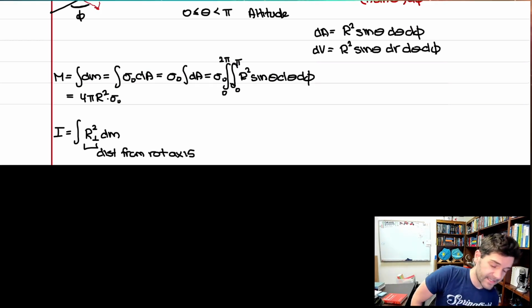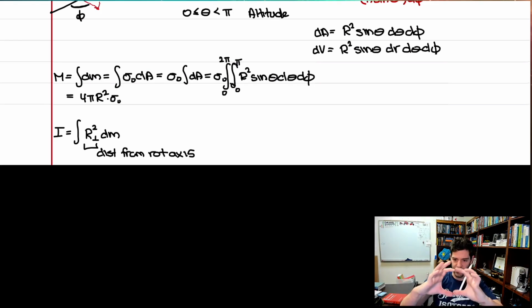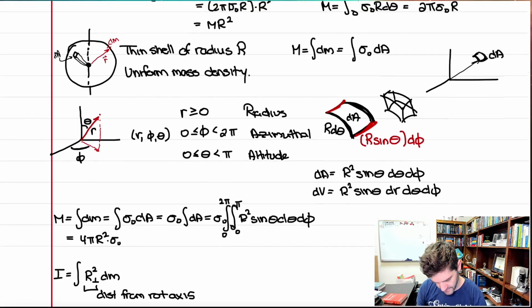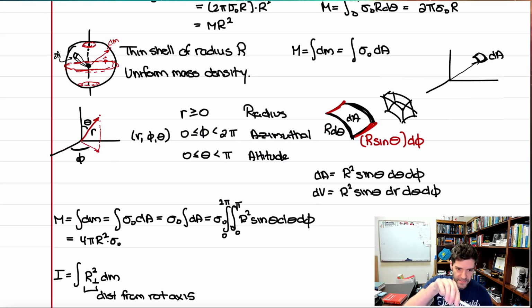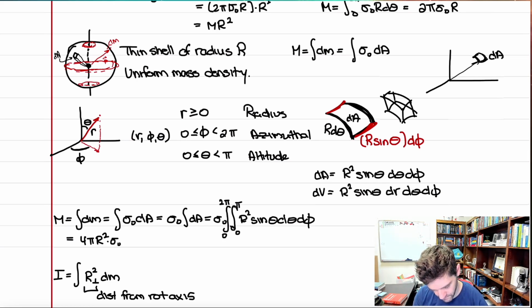which is different. It's not like the ring where they were all the same distance from the rotation axis, but for a shell, it is different. For example, up here on top, there's a ring where they're all pretty close to the rotation axis, compared to here where there's a lot of distance between the rotation axis and all the little dm's that are located there. And then it gets small again, down here. So for a given value of theta as you go down the shell, that loop that gets drawn out for a given value of theta changes.